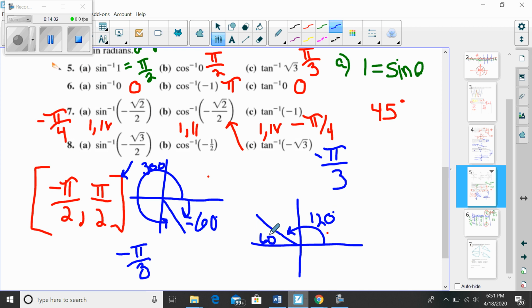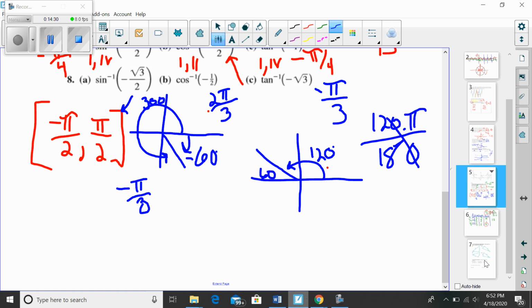It would have to have a 60-degree reference angle, and 120 degrees, when I change that to radians by multiplying by pi over 180, and I simplify that down, I can cancel these, divide both by 6, so that is 2 pi over 3. Okay, so let's move on to some more exercises.